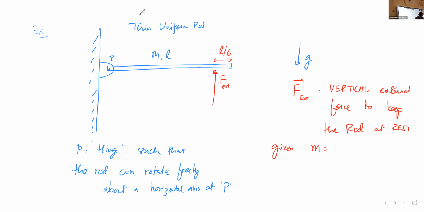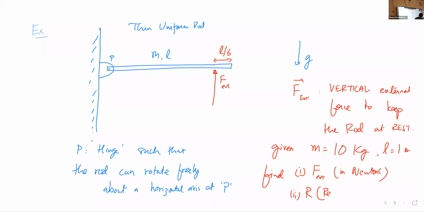So now, given that the mass of the rod is, let's say, 10 kg, and the length of the rod is, say, 1 meter, find the magnitude of this external force in newtons and the reaction force at the hinge, how much that is, what is its direction and its magnitude. Take g as 10.